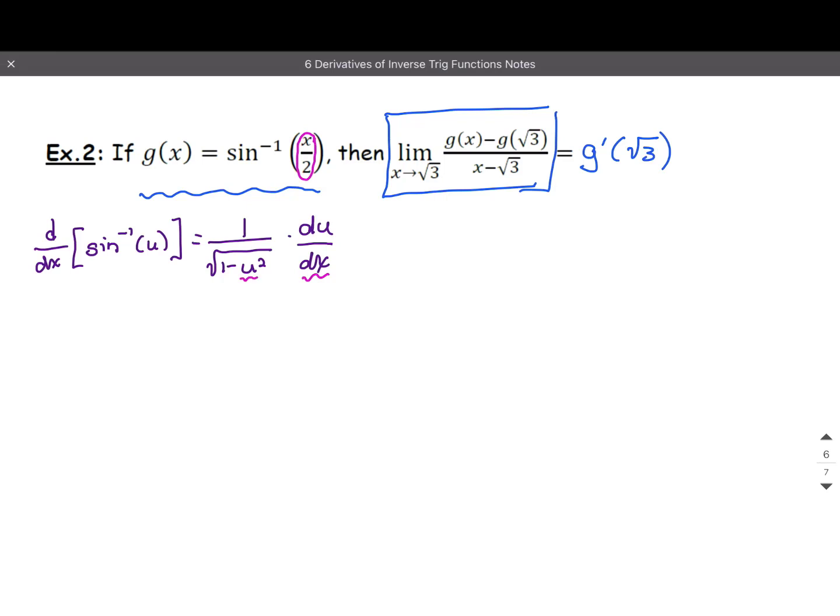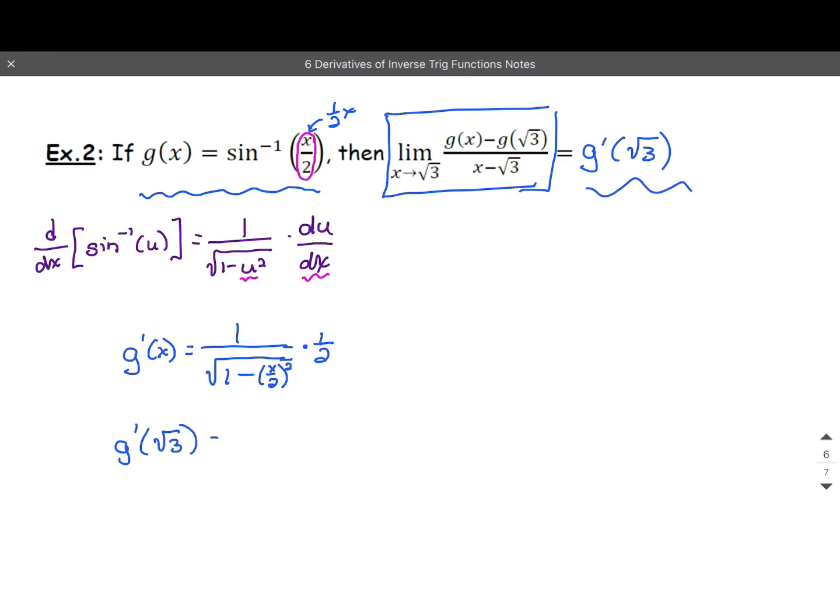Okay, so when we take this derivative for g prime of x, that's going to be 1 over the square root of 1 minus, now u is our angle, x over 2, and we have to square it, times the derivative of our angle. The derivative of x over 2, remember that's just 1/2 x, is 1/2, which means if we want the derivative at radical 3, because remember that's what we're really looking for, this is 1 over, I can put this 2, right? This 2 can go up front.